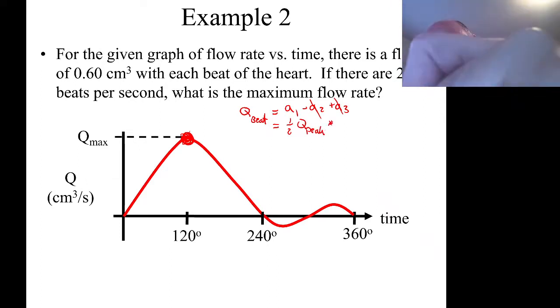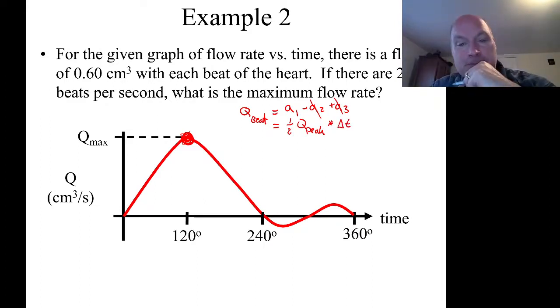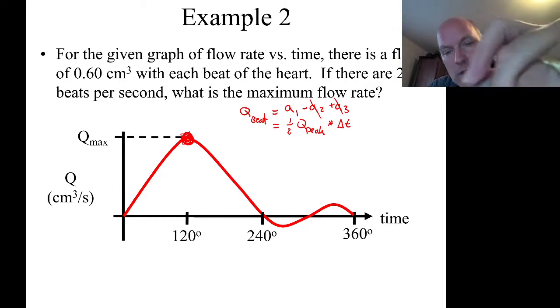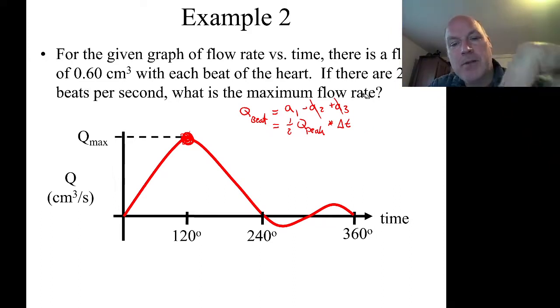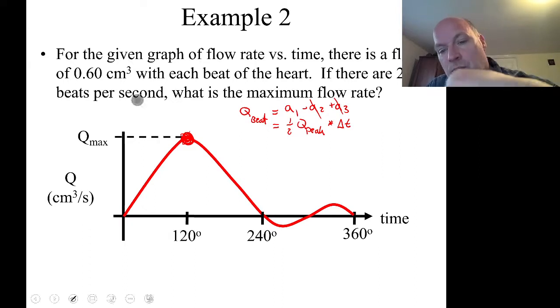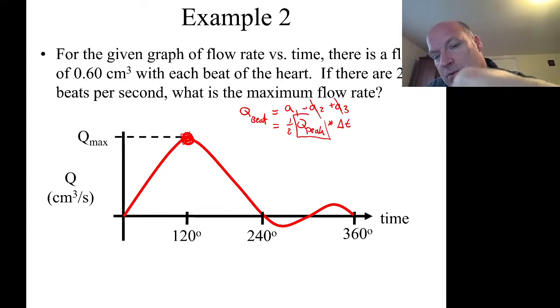times the delta T of the base, which is going to be equal to 1/2. Well, wait a minute. In this problem, they gave us Q beat. They gave us the flow, centimeters cubed per beat. In the graph, they're telling us the time in degrees. They want us to figure out Q peak. So we're going to solve for Q peak.